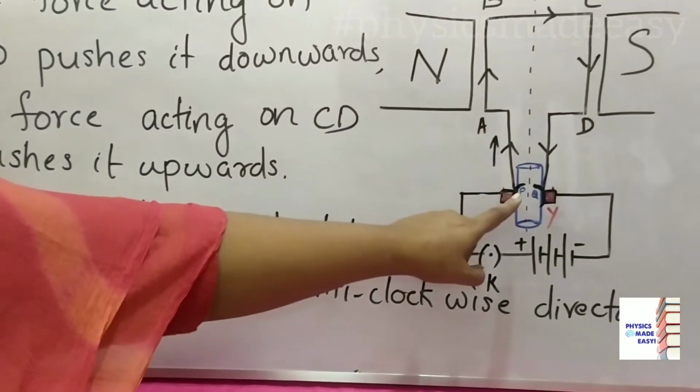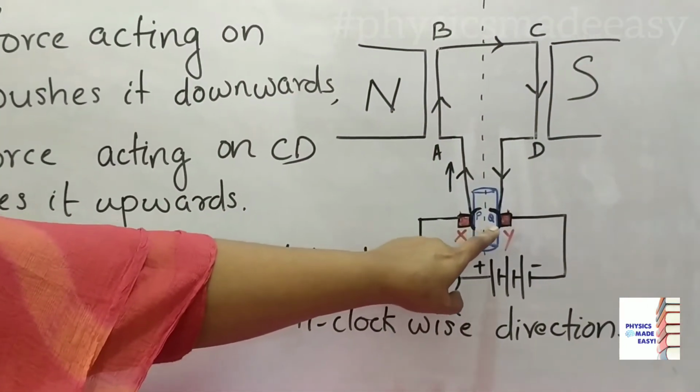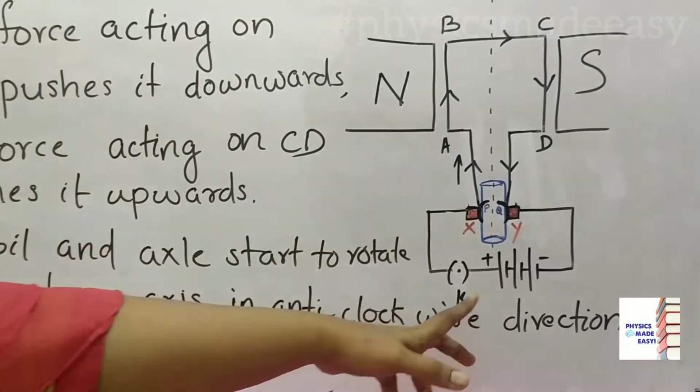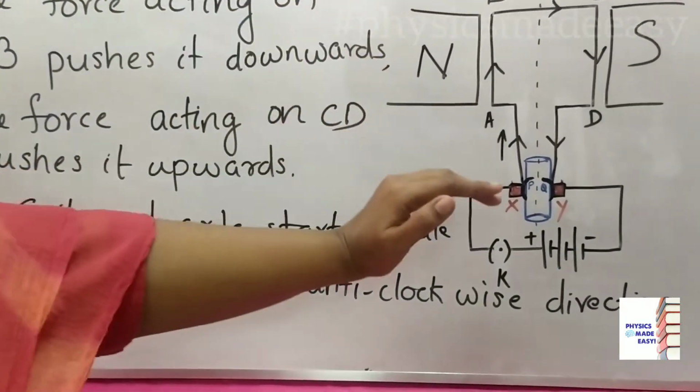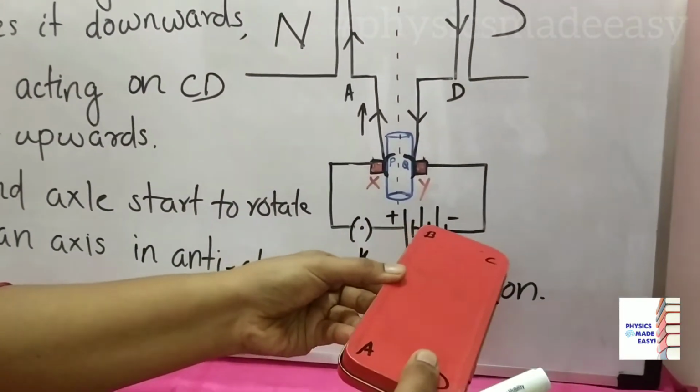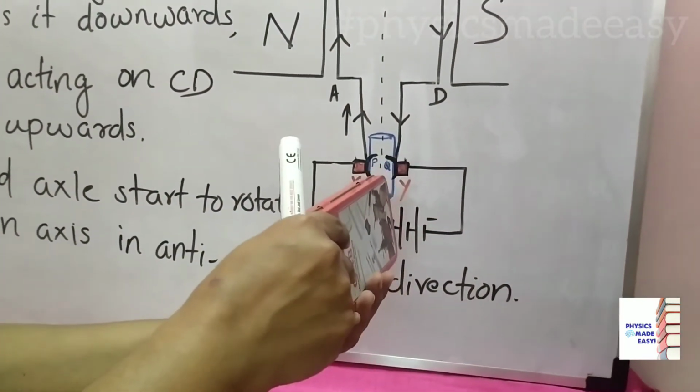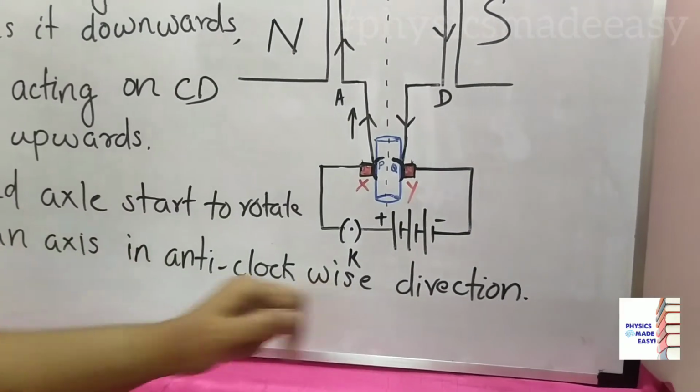This coil is connected to the split ring, which is connected to the axle. The coil and the axle start to rotate about an axis, in which direction? Like this way. So we can say anti-clockwise direction.